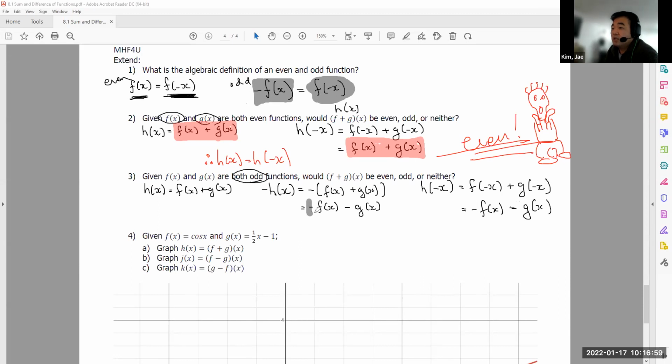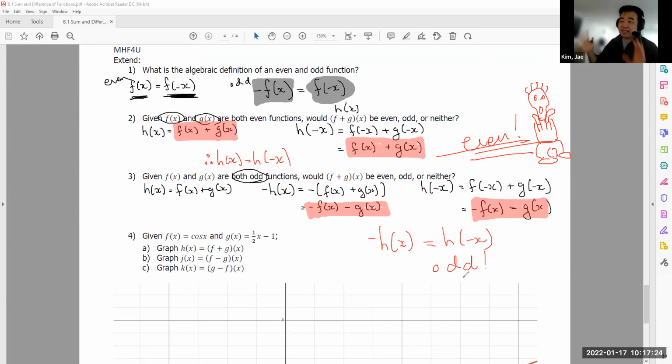And all of a sudden, I'll do it in red, negative h of x is the same as h of negative x. So algebraically, I have proven negative this is the same as this. So it is odd. Without any case examples, I proved it algebraically. And that's important to do.